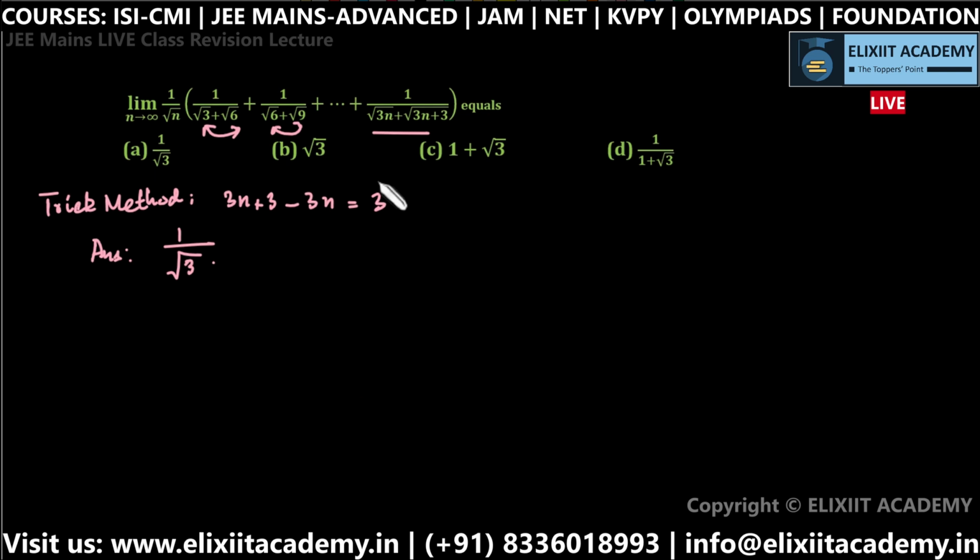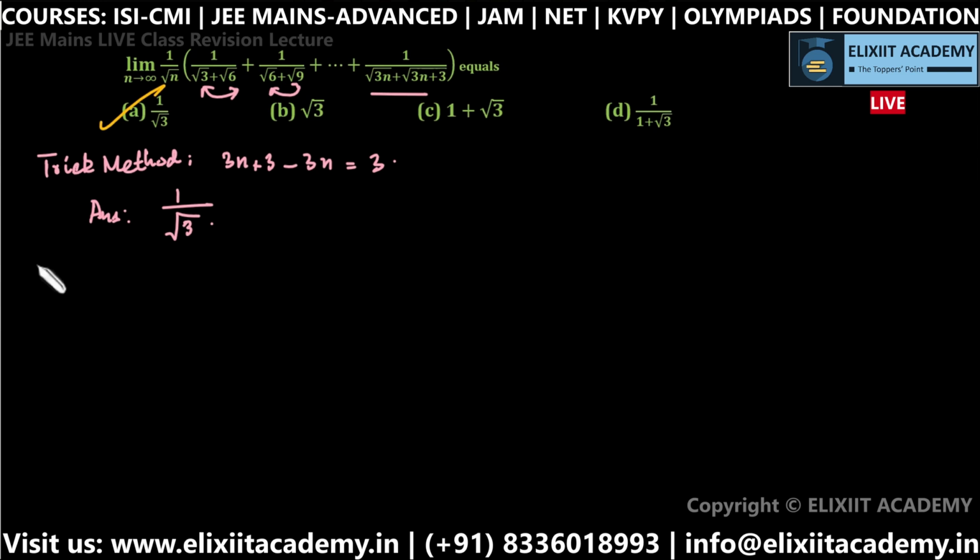Now, lots of questions can be possible, like just observe the difference in this case. The difference is very important. The answer will be 1 upon square root of the difference. This question could have been in this manner. Suppose 1 upon square root 2 plus square root 4 plus 1 upon square root 4 plus square root 6. In that case, the difference is 2. The answer will be 1 upon square root 2.